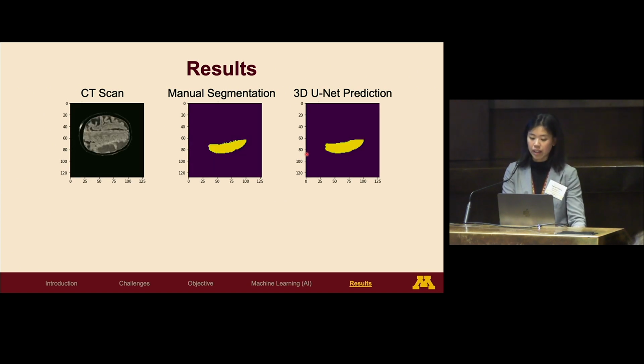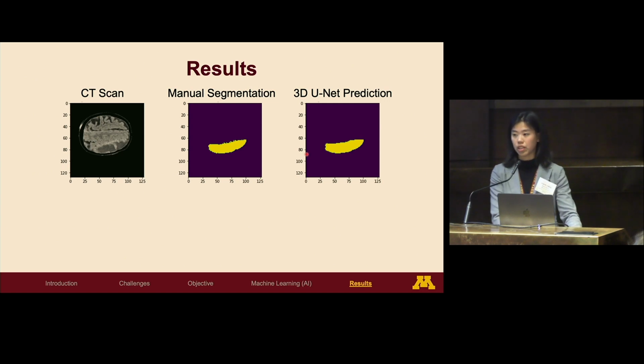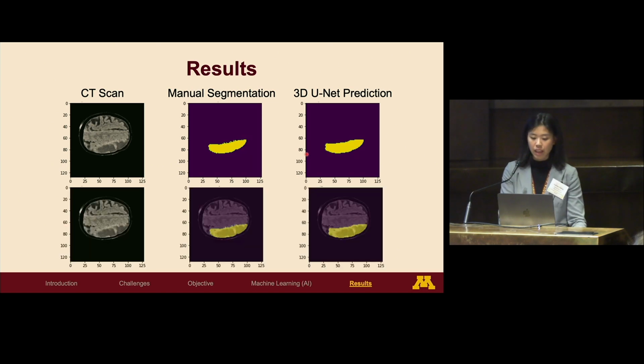For this other example, I have rotated the CT scan by 90 degrees to evaluate the model's ability to generalize to a different orientation of the CT scan. And as you can see here, it has no problem picking up the chronic subdural hematoma even with a 90-degree rotation.